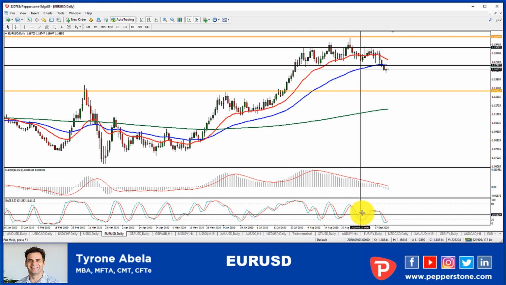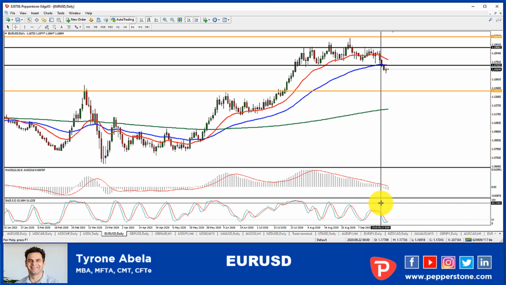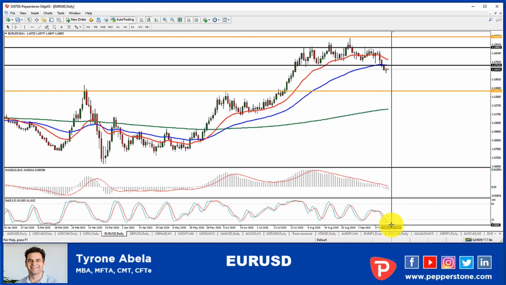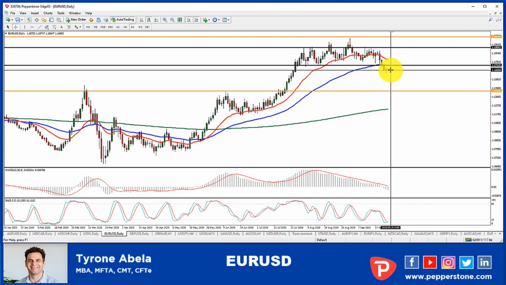So, don't be too concerned that the stochastic is in the oversold. It can stay oversold for a very long time and without any pullback. So don't pay too much attention to this on the time frame that we're looking. But more than likely what we're going to see is some sort of a pullback up to this level here, up to around the 117. So that's about 30 pips away.